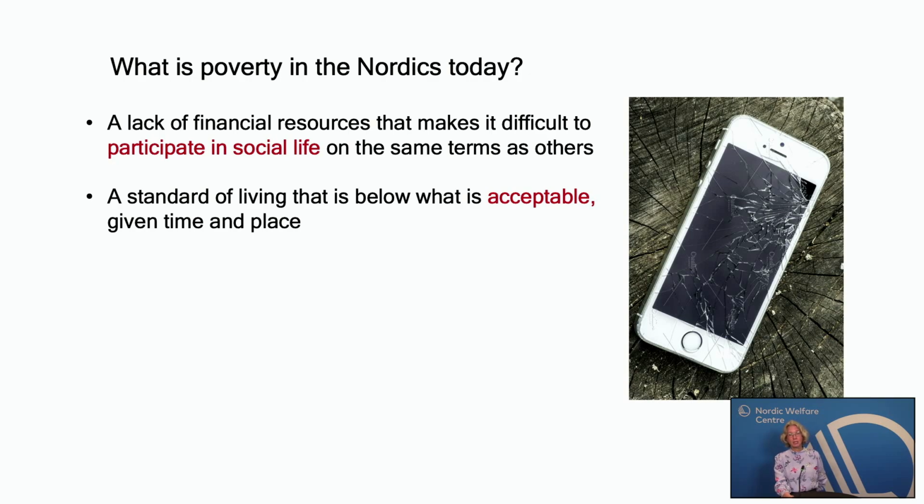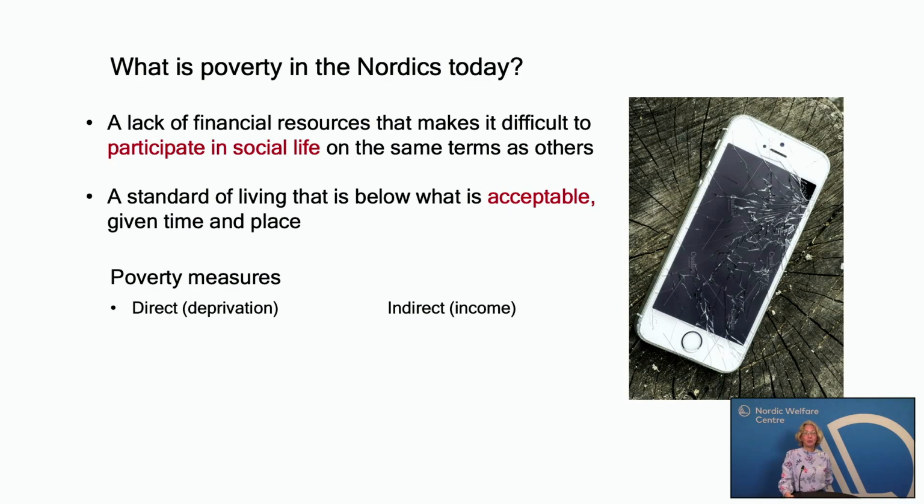So in order to actually measure poverty in these ways, we need to operationalize it. That is, we need to make it measurable. And how do we do that? Well, we use different kinds of poverty measures. We distinguish different dimensions that say different things. So first, we measure poverty as a direct phenomenon, and that is called deprivation, which I will soon get into. And we can also measure poverty in an indirect way, and then we normally use income-based measures.